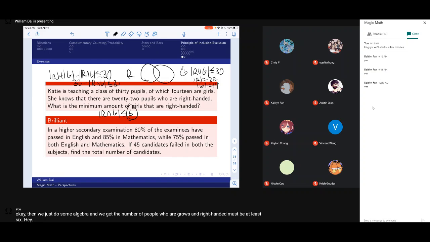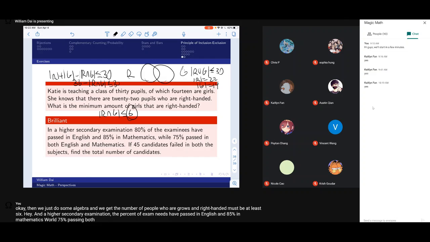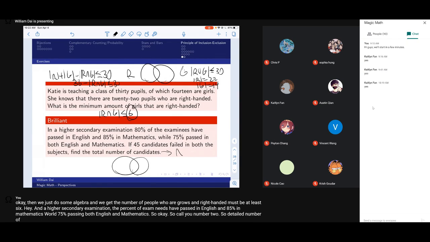In a higher secondary examination, 80% of the examinees have passed in English and 85% in mathematics, while 75% pass in both English and mathematics. So call the total number of candidates n. So say this is the number of people who pass in English and this is the number of people who pass in mathematics.